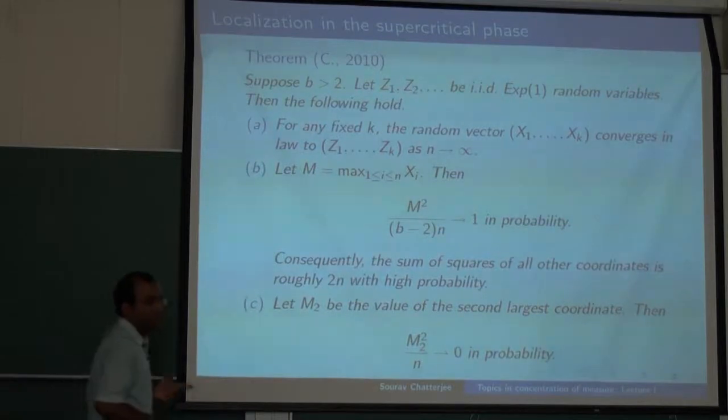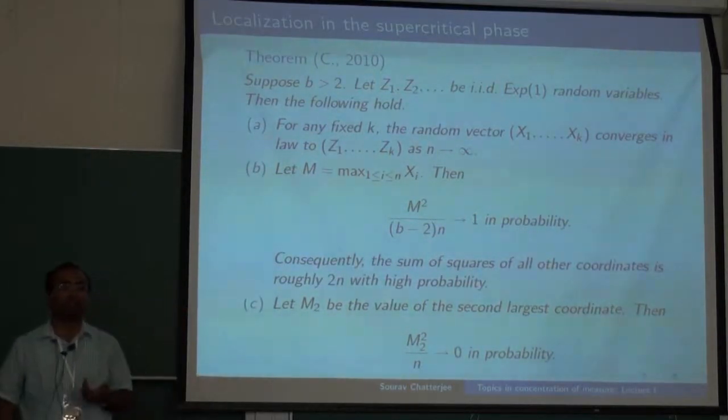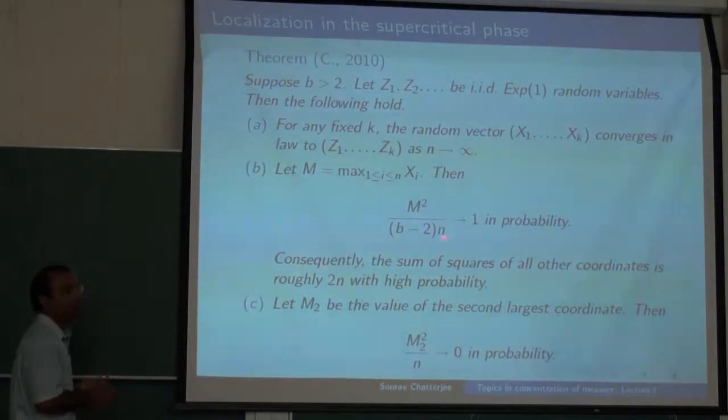However, exponential with mean 1 has second moment 2. So how can the sum of squares be b times n instead of 2n? It's because there is exactly one coordinate which carries all the extra mass. So (m squared over n) minus 2... this converges to 1 in probability, where m is the maximum.